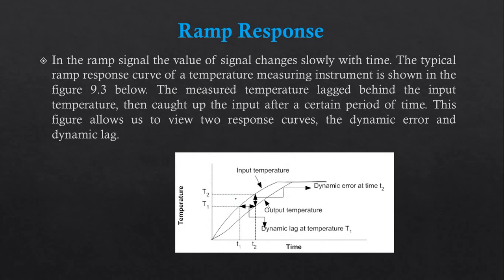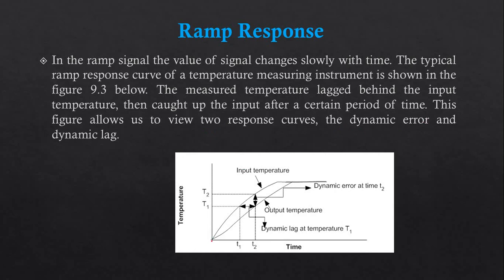Now ramp response. In a ramp signal, the value of the signal changes slowly with time, not as much as in step response. So the typical ramp response curve of temperature measuring instruments is shown in the figure below. The measured temperature lagged behind the input temperature, then caught up with the input after a certain period of time. This figure allows us to view two response curves, the dynamic error and the dynamic lag.